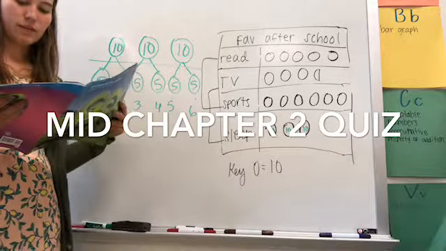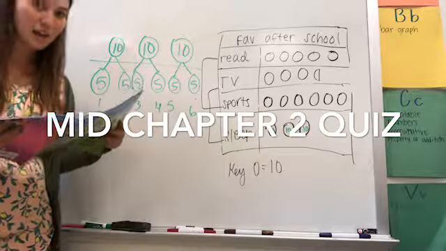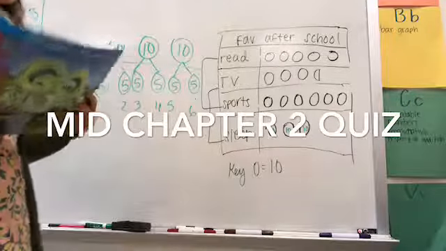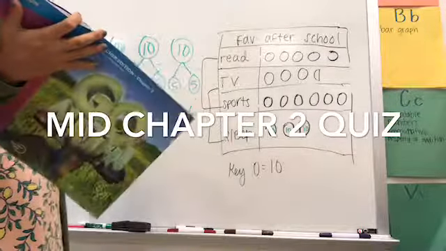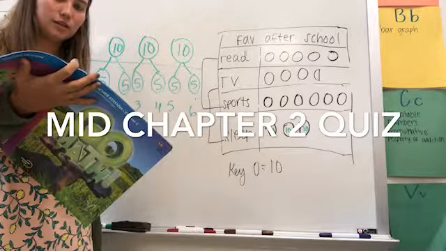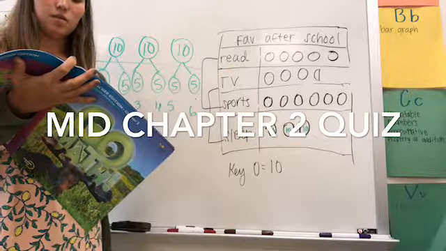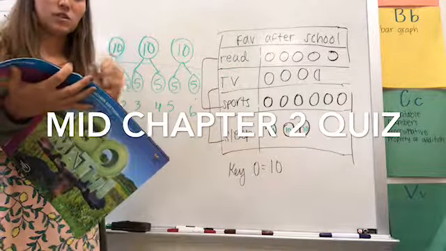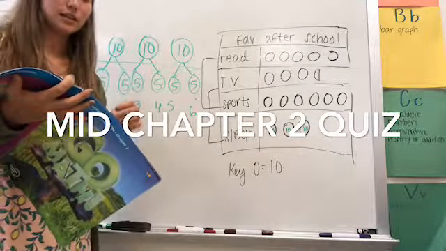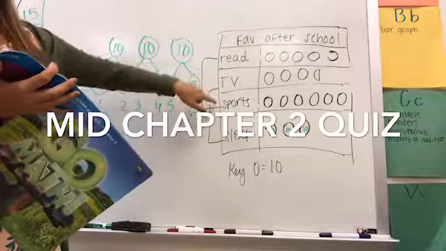And the last one, number 14: how many more students chose swimming and camping combined than biking and canoeing? So you need to combine the numbers of swimming and camping, then combine the numbers of biking and canoeing, and then compare the numbers and see what the difference is. So on my board, I'm adding my reading and sports together.